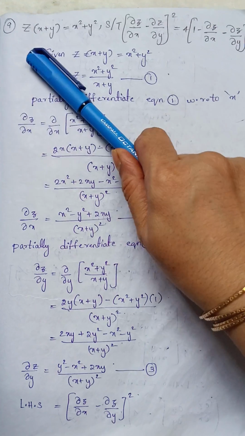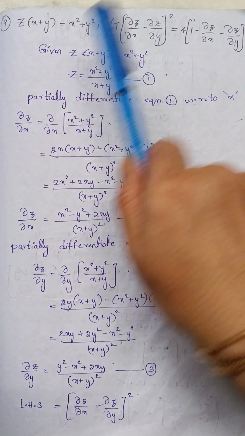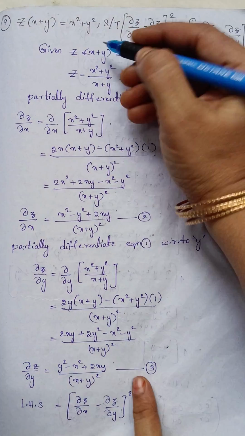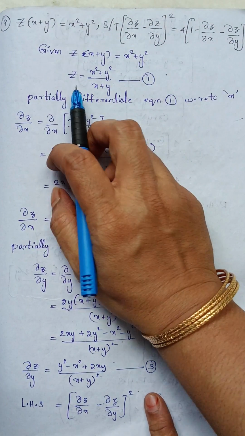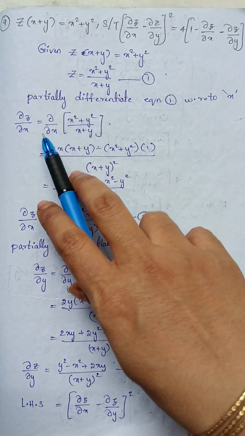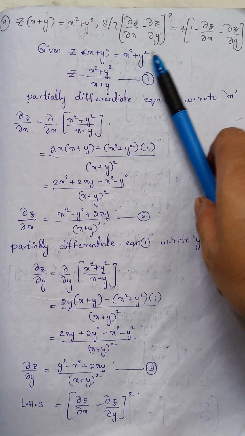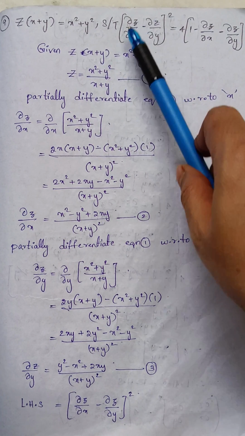See the next one. z of x plus y equals x square plus y square. Then show that this part. So z of x plus y equals this, so we can write it as z equals x square plus y square by x plus y. Now partially differentiate equation 1 with respect to x, because in the question it is asking about del z by del y and del z by del x.